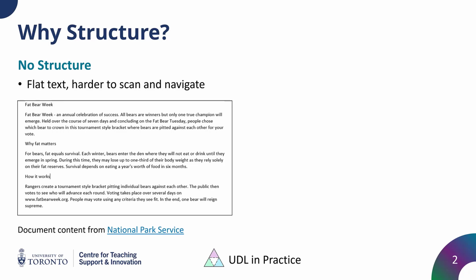Now, on the screen, I'm showing you a screenshot of a Word document that provides some info about Fat Bear Week organized by National Park Services. And here I'm not using any headings, and we do see text. Now, it is helpful that space has been used to organize the information, but at the end of the day, it is a wall of text.